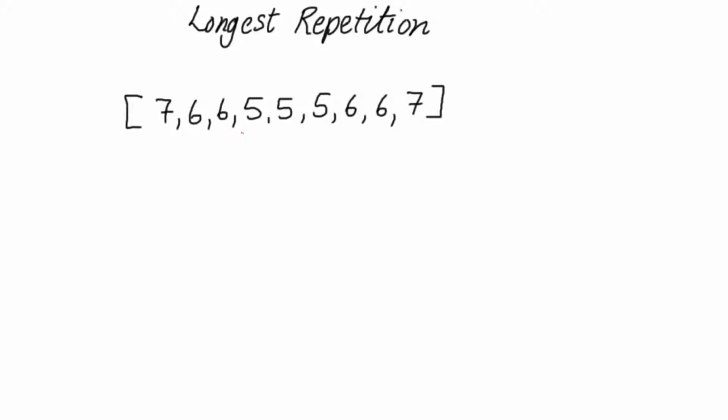So for this question, you're asked to find the element which occurs most often consecutively in a list. And in this case it's 5 because there are 3 5s in a row, and that's more than any of the other elements in a row. There are more 6s, but they're split. They're not in one consecutive list.